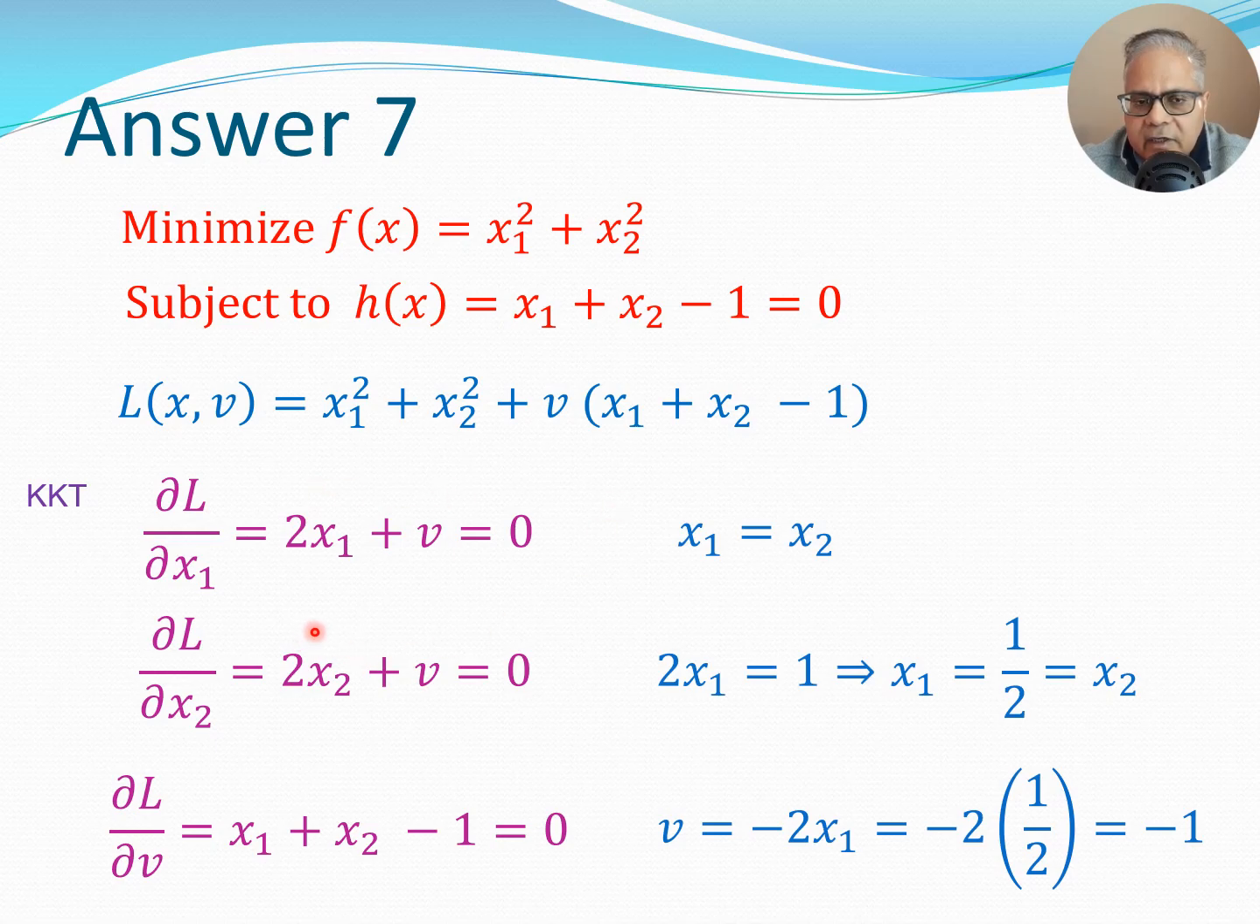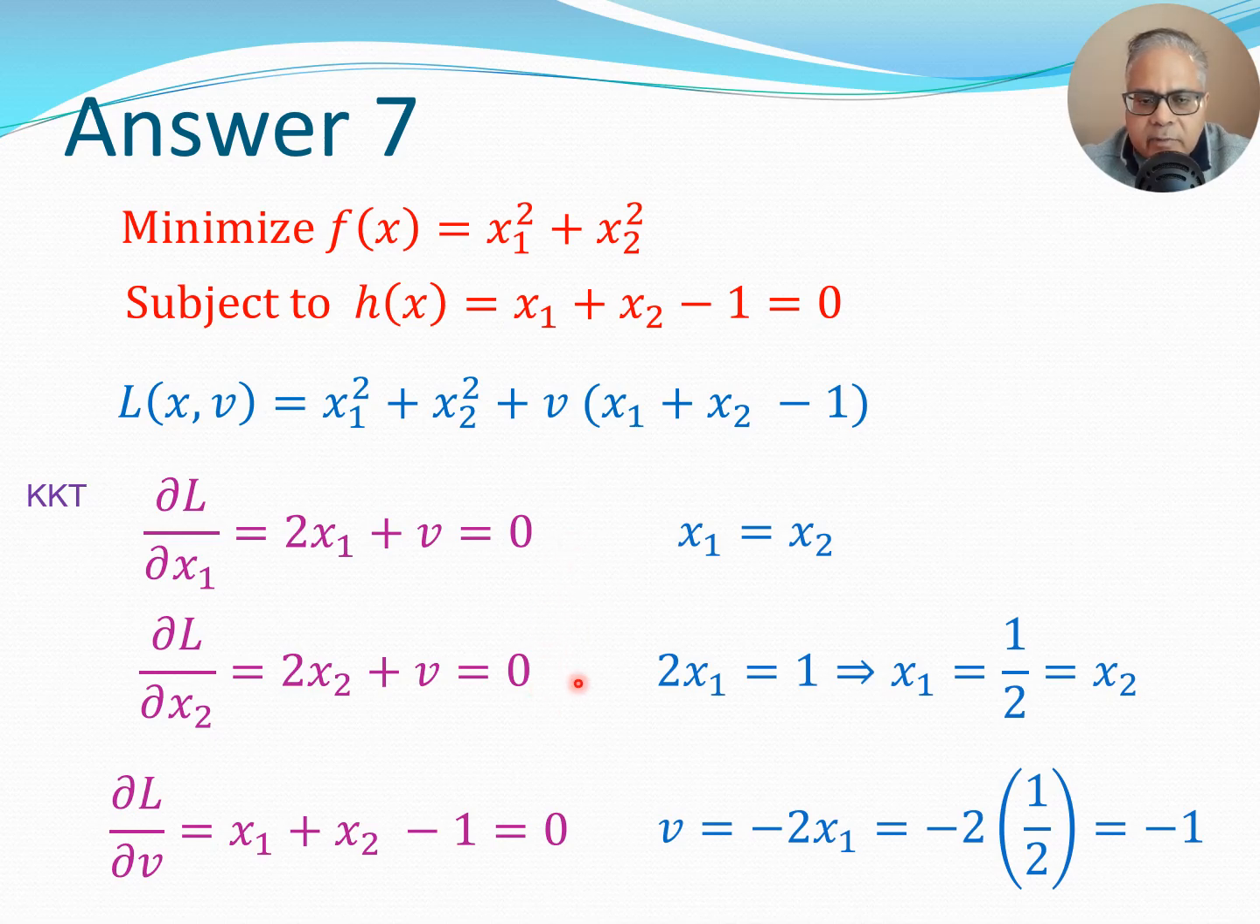The second term I get is 2x2 plus v is 0, and the third term I get is x1 plus x2 minus 1 equal to 0. So when I differentiate L with respect to v, it simply throws back the equality constraint at me. And now I can take these two equations and solve them.